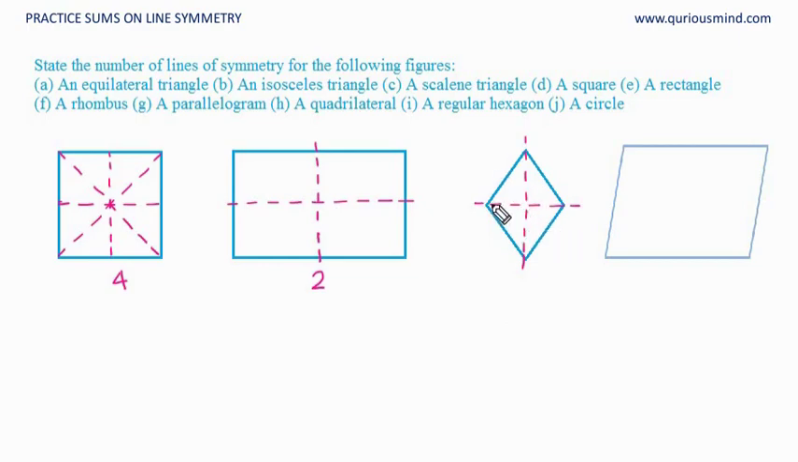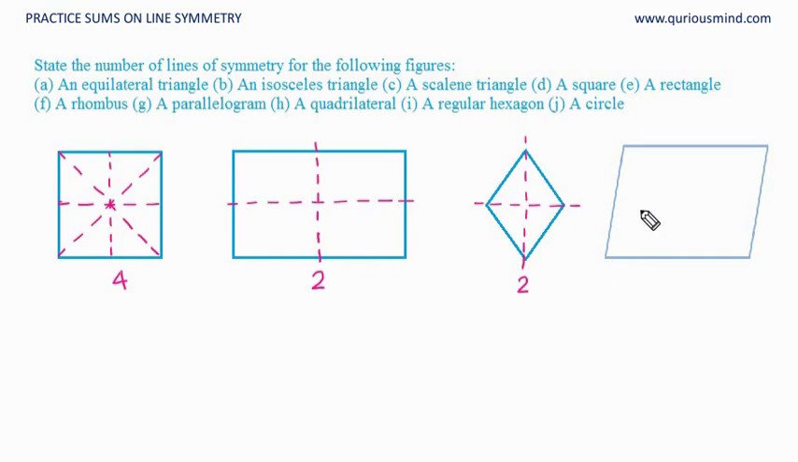If I join this, the problem is this angle is not equal to this angle. So, they will not overlap, which means the lines joining the centers of opposite sides are not lines of symmetry for rhombus. So, we have only two lines of symmetry for rhombus.